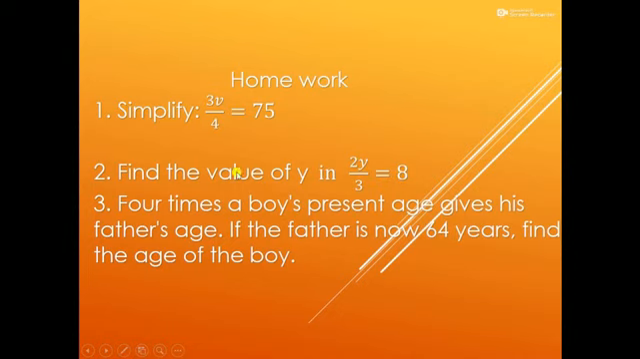In this question you are asked to find the value of what? y. Now the third question here is 4 times a boy's present age gives his father's age. If the father is now 64 years, find the age of the boy. In this question the father's age is 64 years and the boy's age is unknown, so we are asked to find the boy's age.